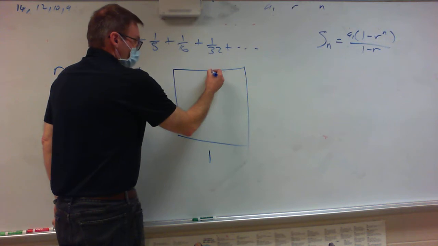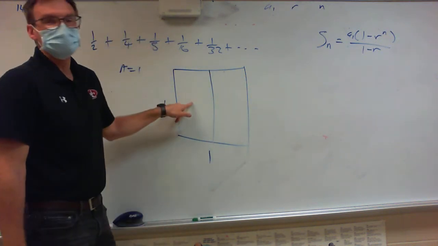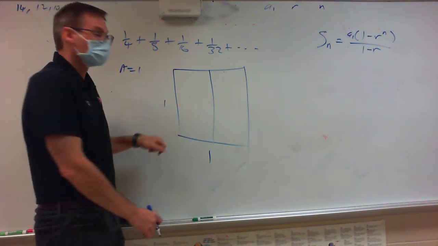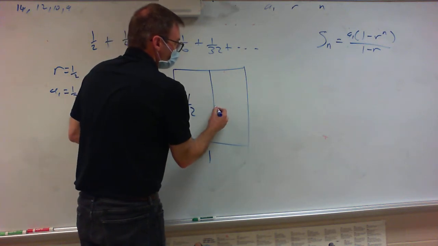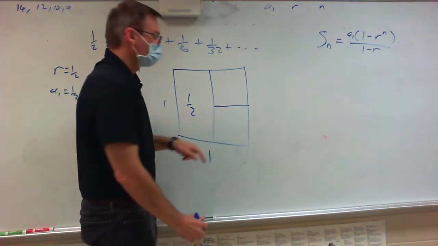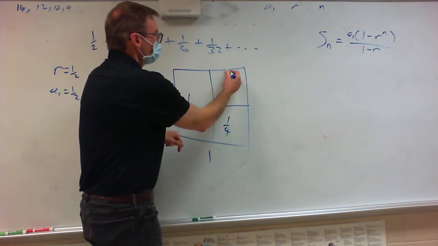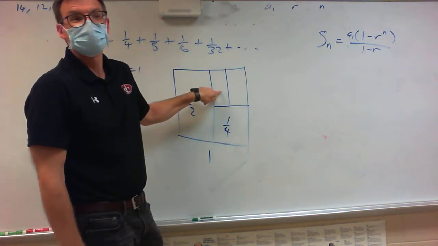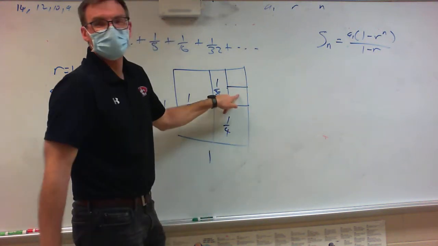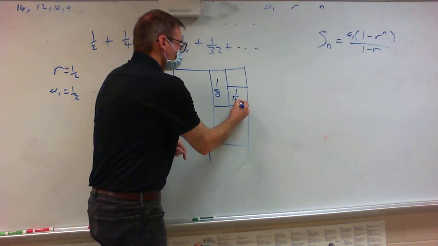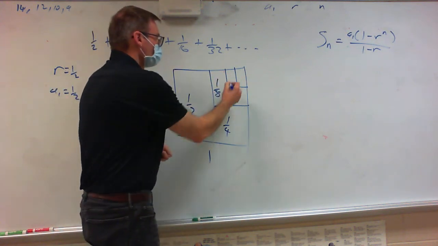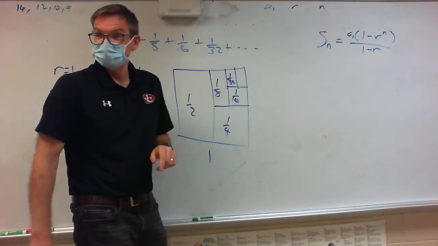All right, I'm going to draw a line exactly down the middle. What's the area of this part? Are we okay that the area of this part is 1/2? And over here, I'm going to draw a line down the middle. What's the area of this part? Okay, the area of this part is 1/4. And over here, I'm going to draw a line down the middle. What's the area of this part? And over here, I'm going to draw a line down the middle. What's the area of this part? And over here, I'm going to draw a line down the middle. Guess what the area of this part is going to be? 1/32. Do you see the pattern I'm doing?